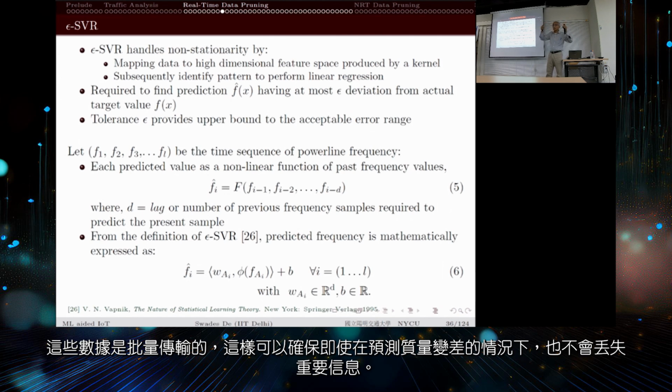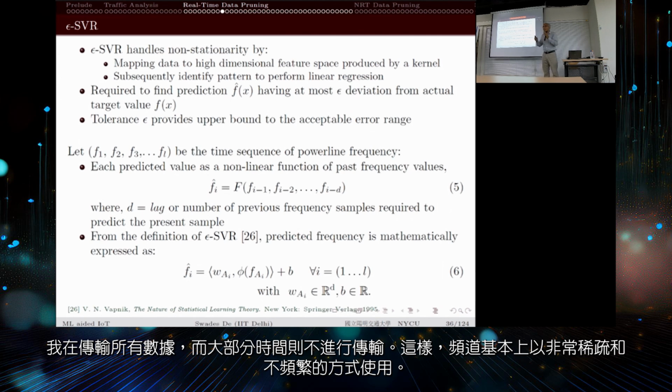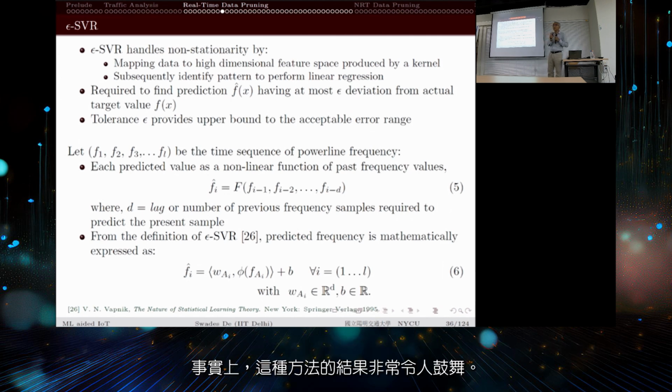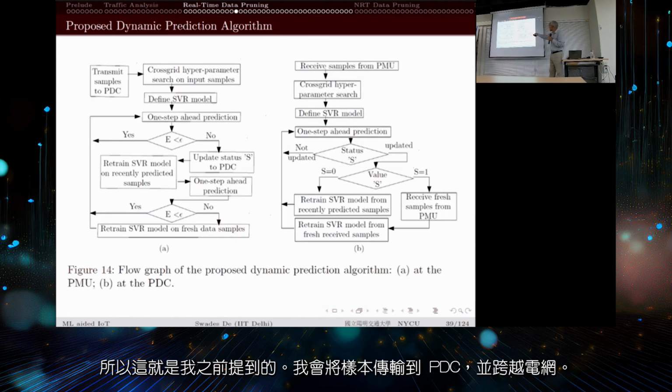Whenever my prediction quality is getting poor, I am transmitting everything, and most of the time I am not transmitting anything. The channel is now utilized in a very bursty manner and very, very infrequently. In fact, the results are very encouraging. Yeah, so this is what I was talking about.